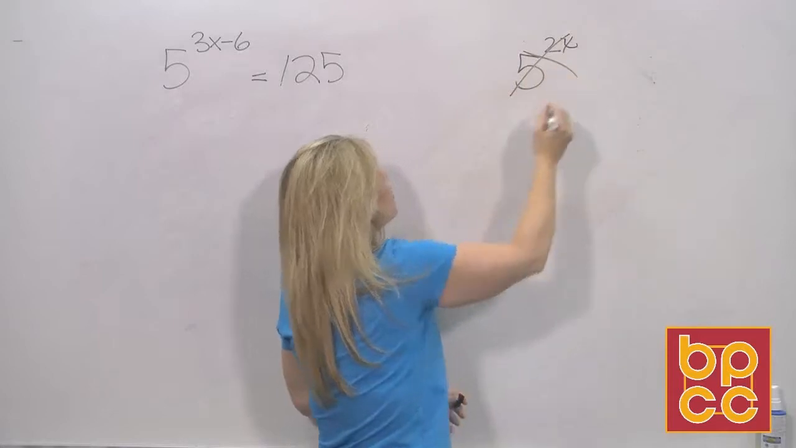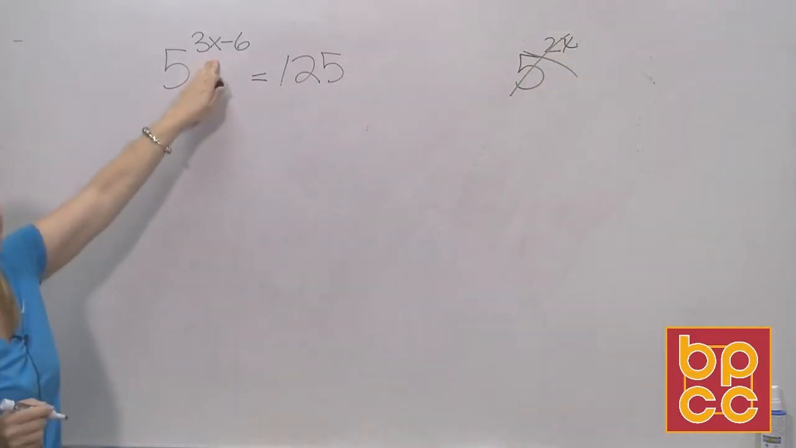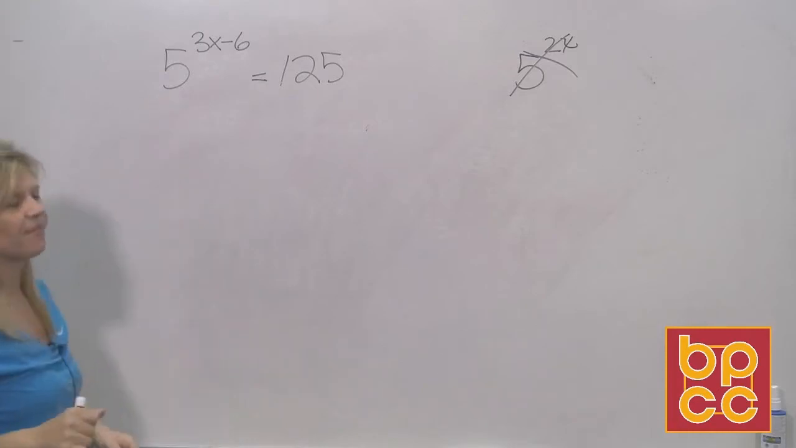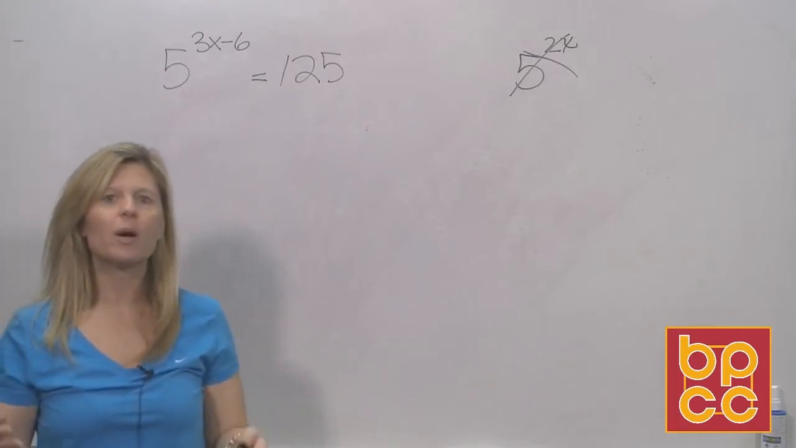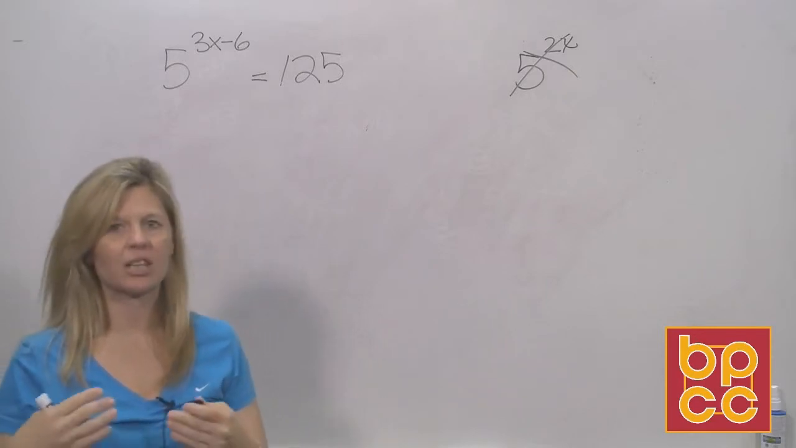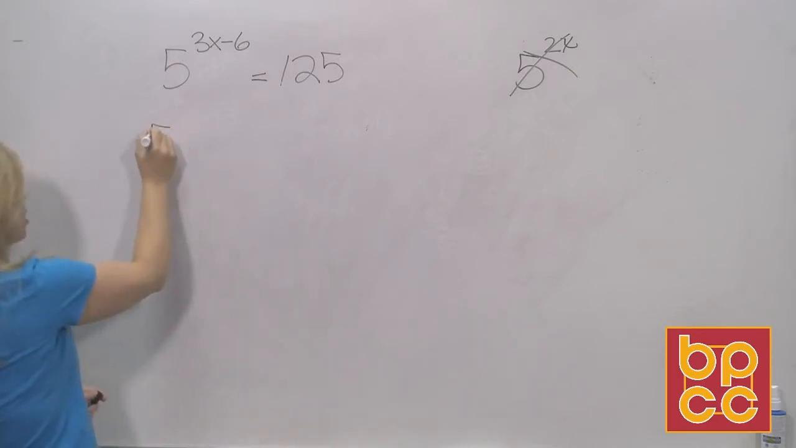So the first thing I want you to notice is there's nothing you can do. The exponent's 3x minus 6. We're stuck with it. It's connected to base 5. Now, can we do anything with base 5? No. 5 is a prime number. It's in lowest terms. So we're stuck with this whole left side.